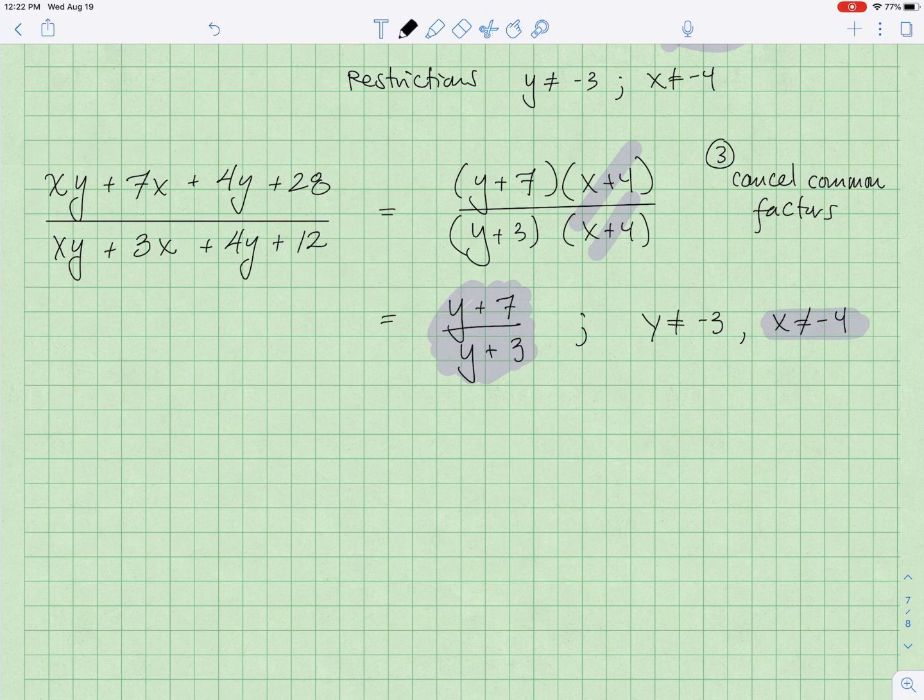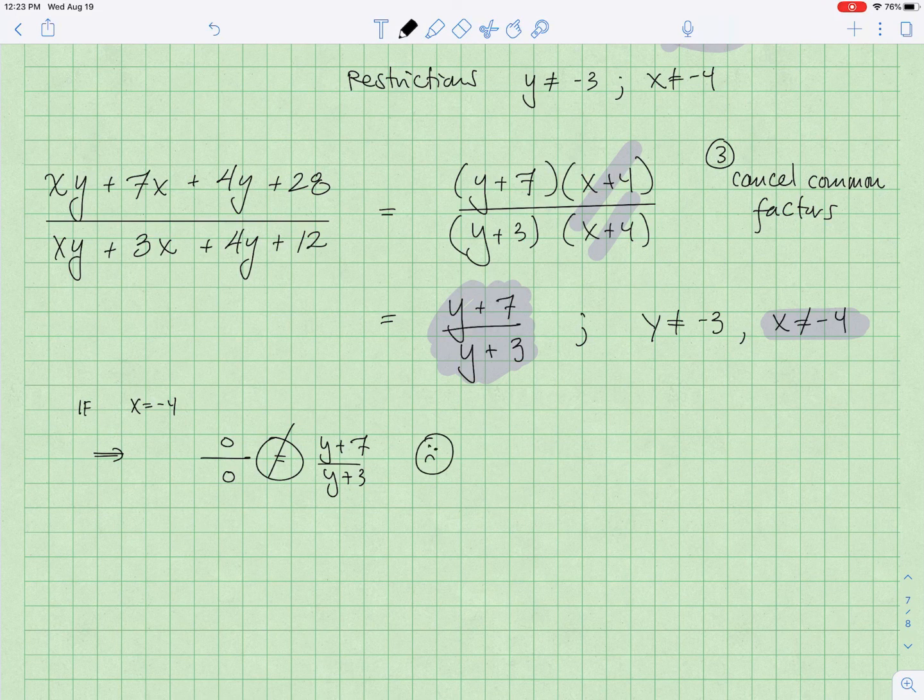So what do I mean by that? So if x equals negative 4, then the denominator over here is going to be a 0 on the left side. Up top, we're going to get, let's see, negative 4y plus 4y is going to be 0, and negative 28 plus, we're going to get 0 over 0 is equal to y plus 7 over y plus 3. That's nonsense. So watch out.